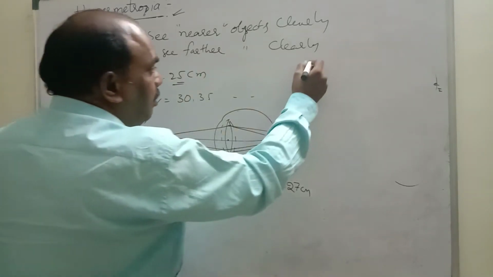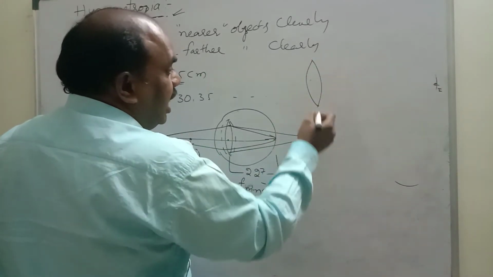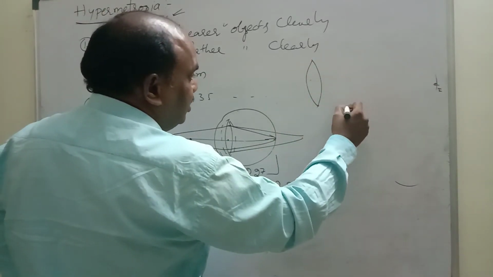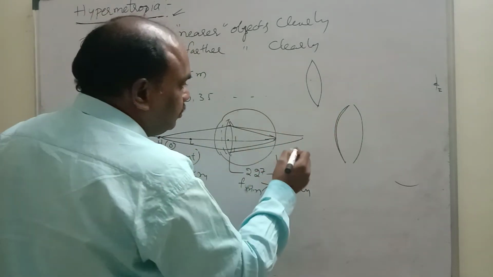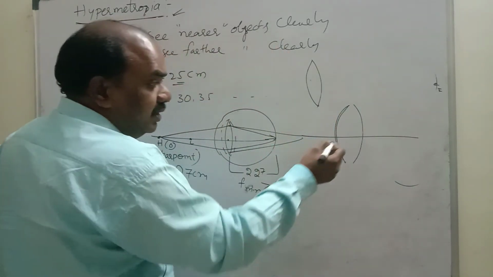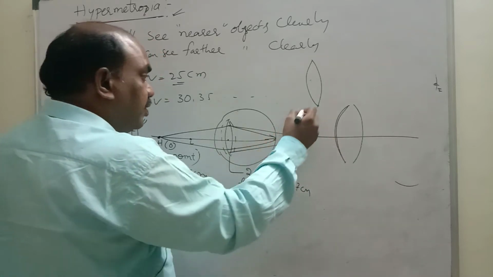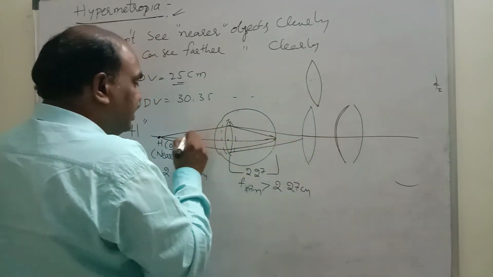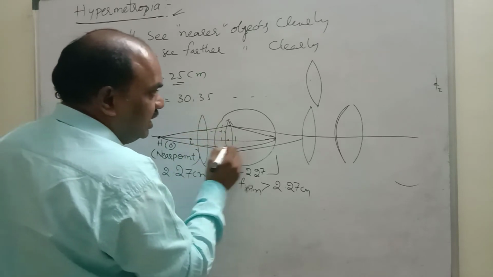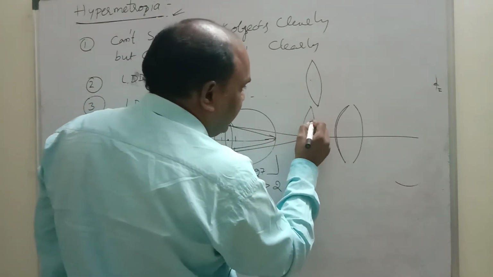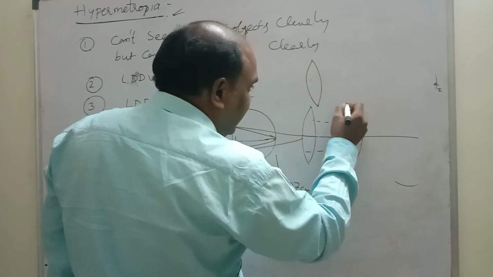How to correct it? By using a convex lens. A convex lens is a combination of two curved surfaces. One is a converging surface, one is a diverging surface. This is the principal axis. Let us consider this is a convex lens. If you use one more convex lens, these rays fall on the first lens, so that the converged rays fall on the eye lens. This eye lens, what will happen?